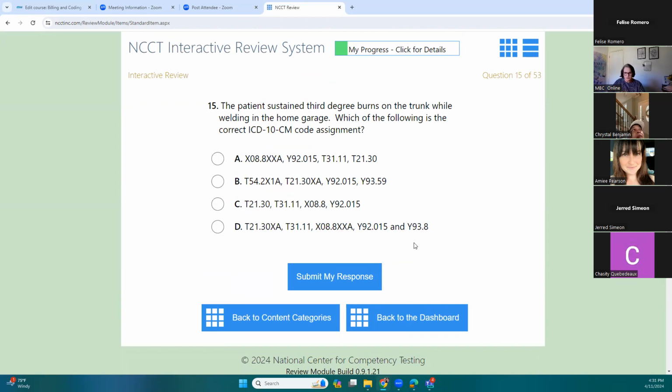Okay, don't fret. The patient sustained third-degree burns on the trunk while welding in the home garage. Which of the following is the correct ICD-10 code assignment? I'm going to give you all a few minutes to work on this one. Oh, goodness.